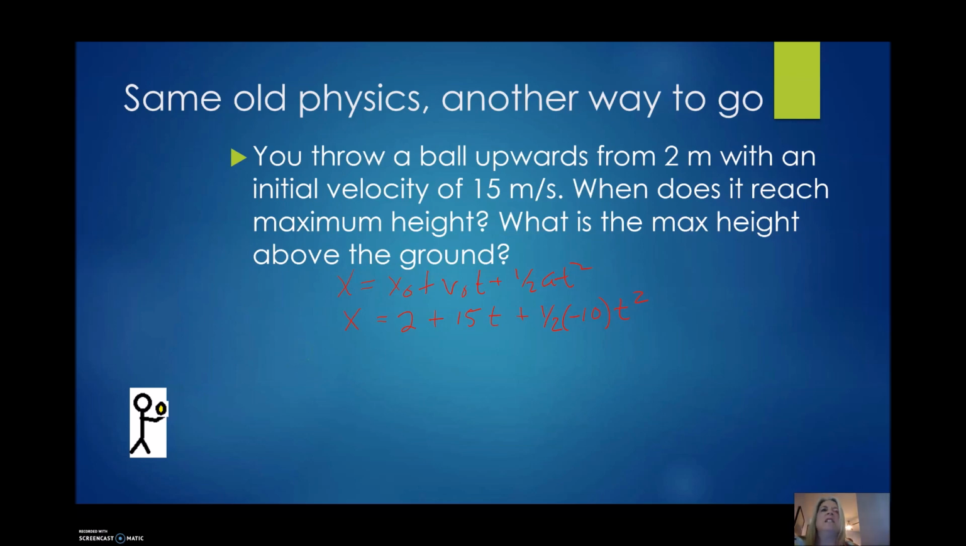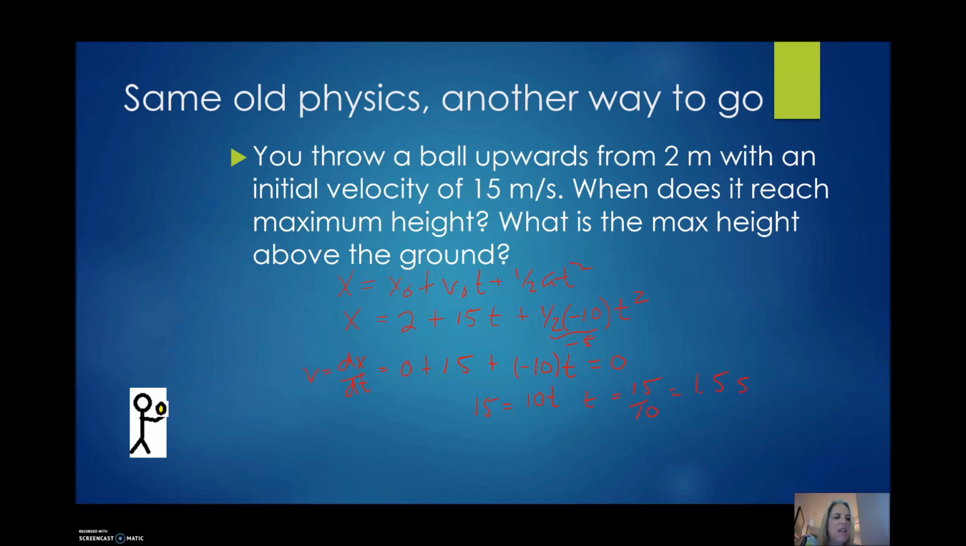So remember that velocity is 0 at maximum height. So what if we take the derivative of this function? That would be 0. That would just be 15 plus, that's negative 5, so we bring the 2 in front, so that's a negative 10 times t. And since velocity at maximum height is 0, we set that equal to 0, and we solve for t. So we would say 15 is equal to 10t. So time is equal to 15 over 10, or 1.5 seconds.